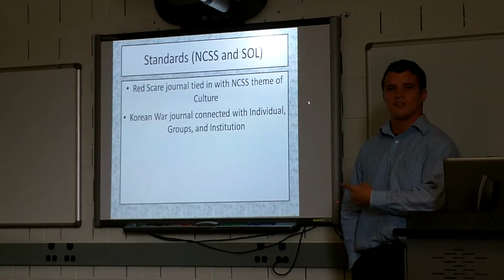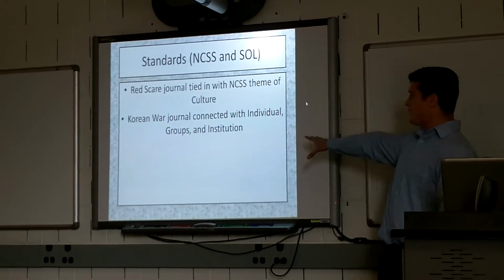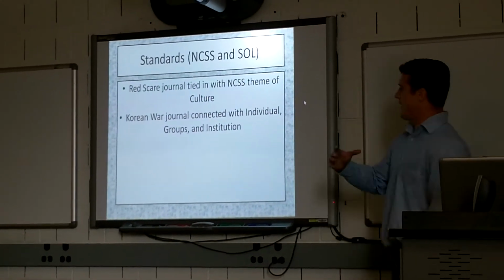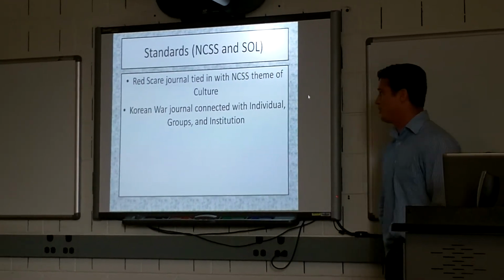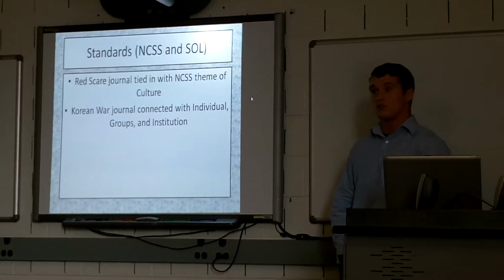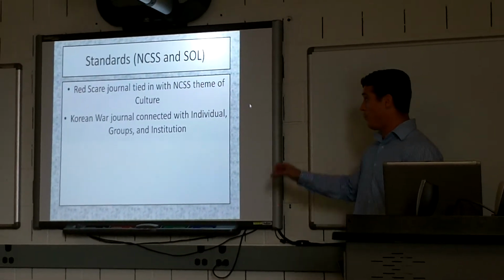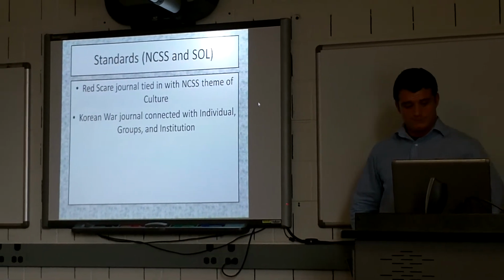Say that word for me. Institutions. Institutions, thank you. Basically, the institution was the U.S. government, how that affected the average life of an American citizen. You know, Mr. Banner was mad because the U.S. government sent his son over to the Korean War and he died. So it showed how people were affected by that.